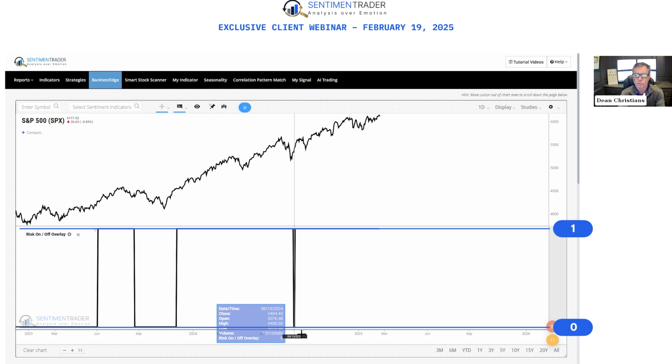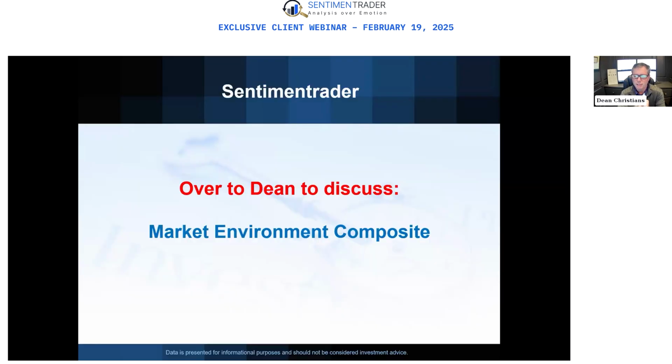You can use the risk on, risk off indicator, or you can use the new market environment composite overlay. So it just gives you another sort of indicator to tell you that, okay, everything looks good or bullish, or everything looks bad and bearish, and you can act accordingly. So when you get a minute today, go check that out.